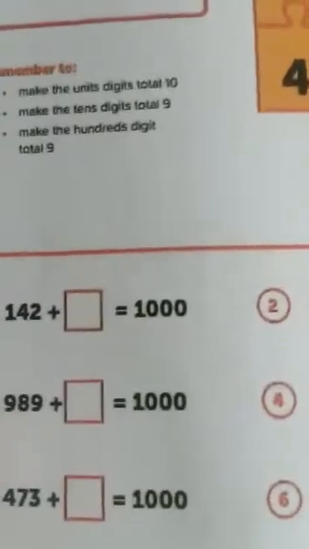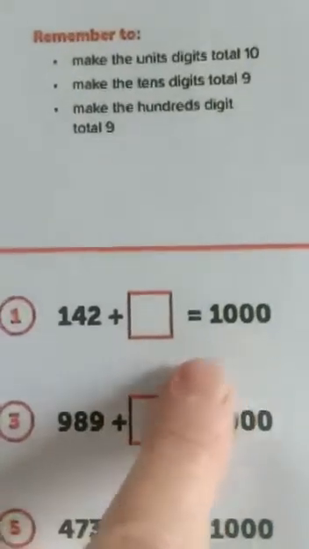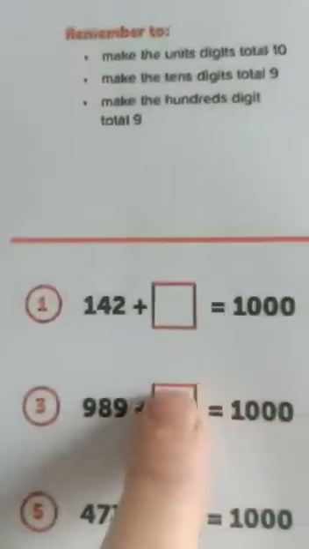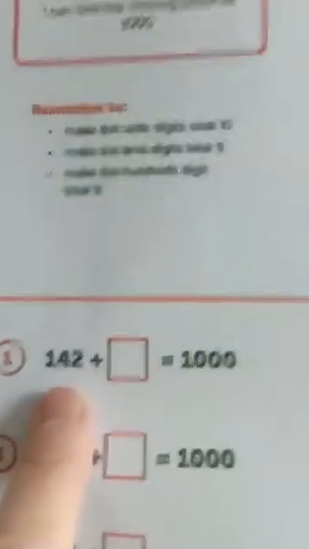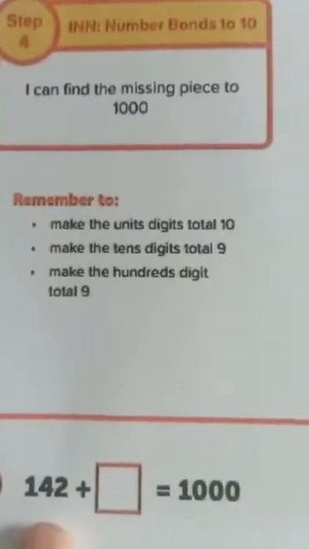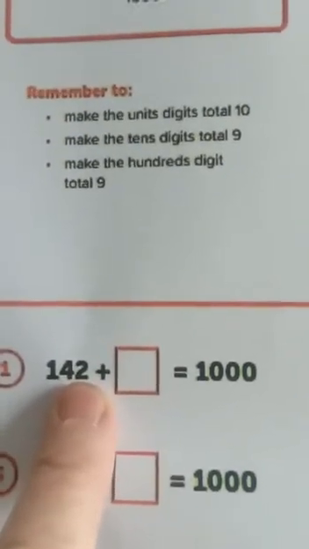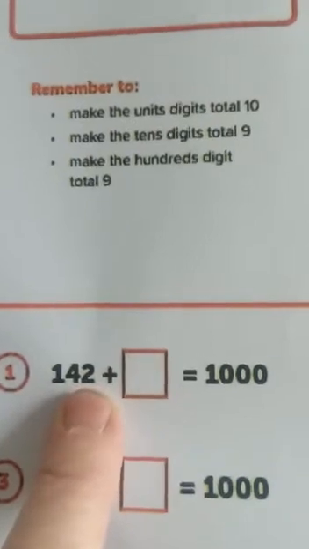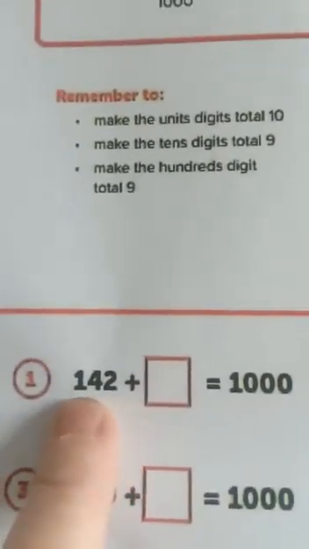Okay, we're looking at missing pieces to 1,000. So these are your number bonds up to 1,000. So what goes with 142 to take it up to 1,000? You could do the inverse by doing 1,000 take away 142, but if you follow, make the unit digits total 10. So how many units make 2 up to 10? It will be 8. So the 8, this is 8 units.